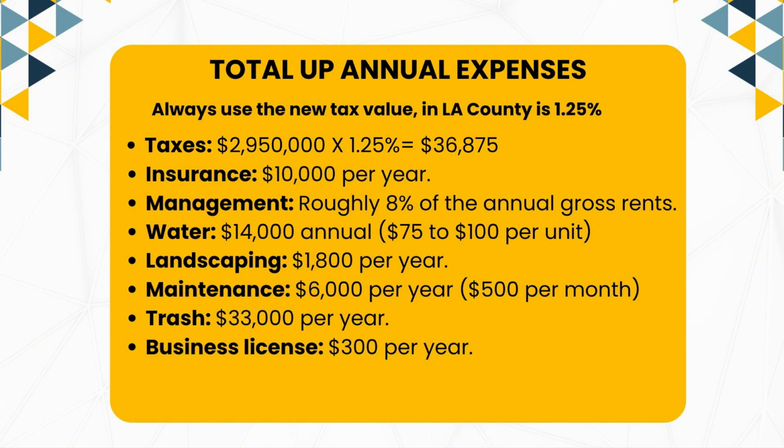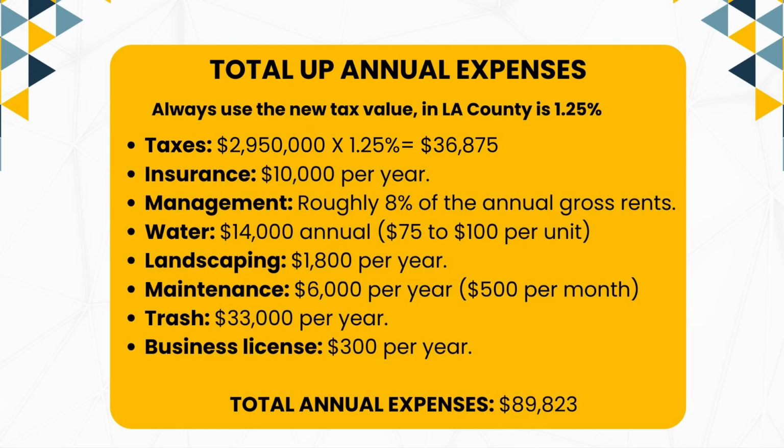So if you're following along like I asked, and you're taking notes, and you're not wasting your time watching this video, you're actually doing the work, we came up with a total of total expenses after we add all these items up, $89,823 of total annual expenses. Let me repeat that number, $89,823. Okay?